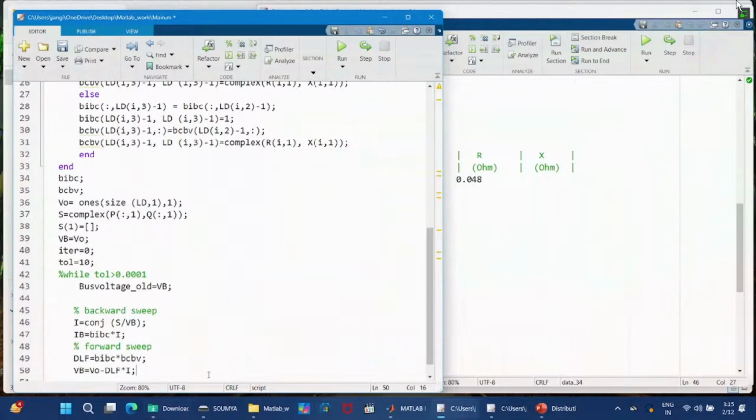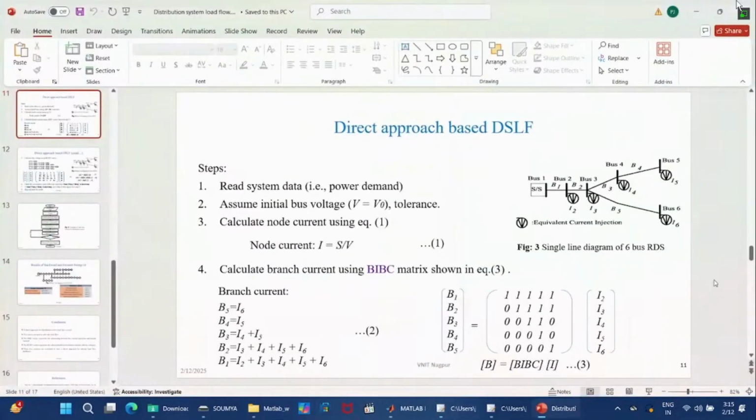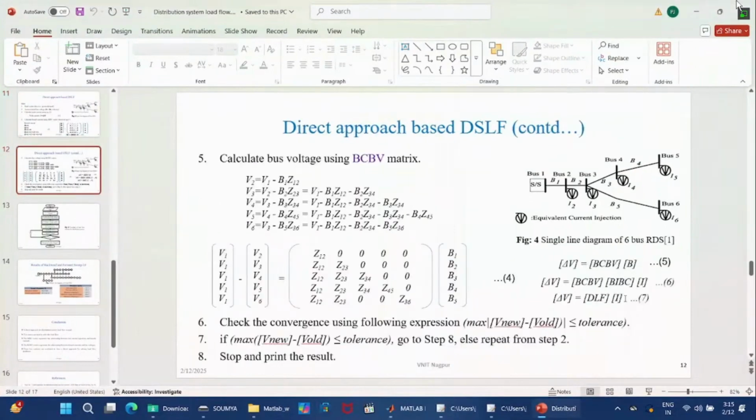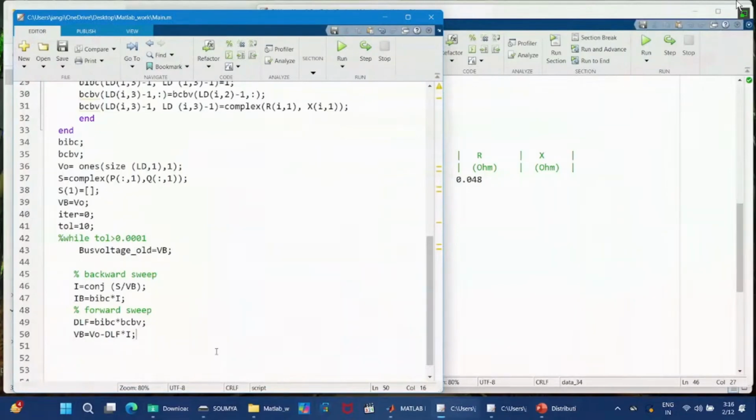At line number 50, can we say we get the updated voltage for this iteration? This voltage is calculated based on all of this formula. Actually, this portion we have utilized. So this is the voltage we have calculated over there. Now this is your updated voltage, so we can say this is the new bus voltage.